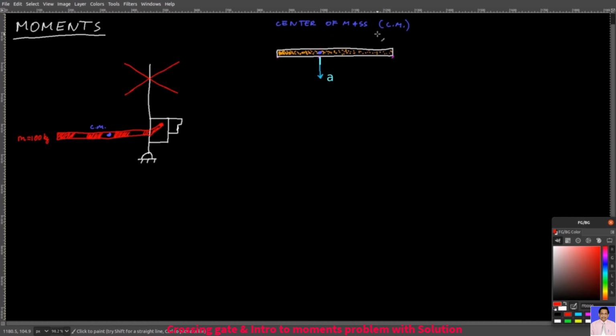However, if I take this F1 force and I apply it, let's say here, then that will still cause the rod to accelerate downwards. You would still have here the acceleration A, but in addition to that, this force F1 will also cause the rod to rotate clockwise about this point of center of mass.